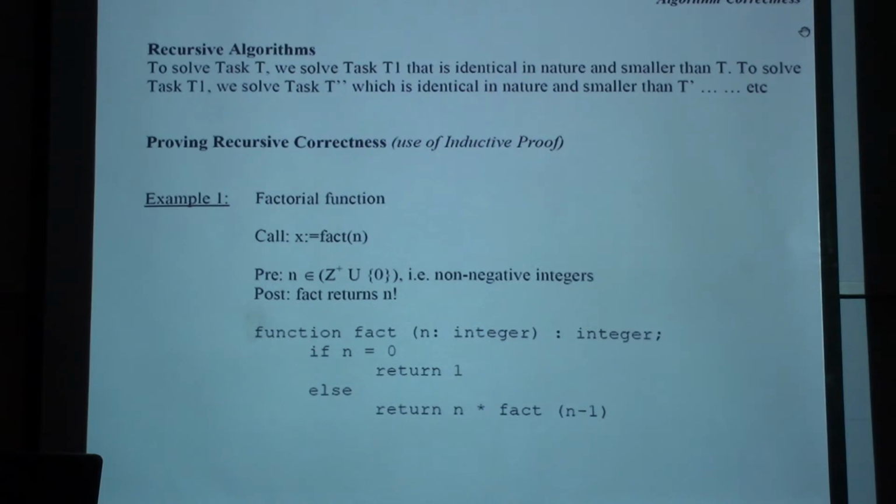Now, my precondition to make sure my function is correct is going to be that n is an element of {0} union the positive integers. Well, that makes it the non-negative integers. So n must be an element of the non-negative integers: 0, 1, 2, 3, 4, 5, like this. The post condition is that fact, which is a function, returns n factorial.